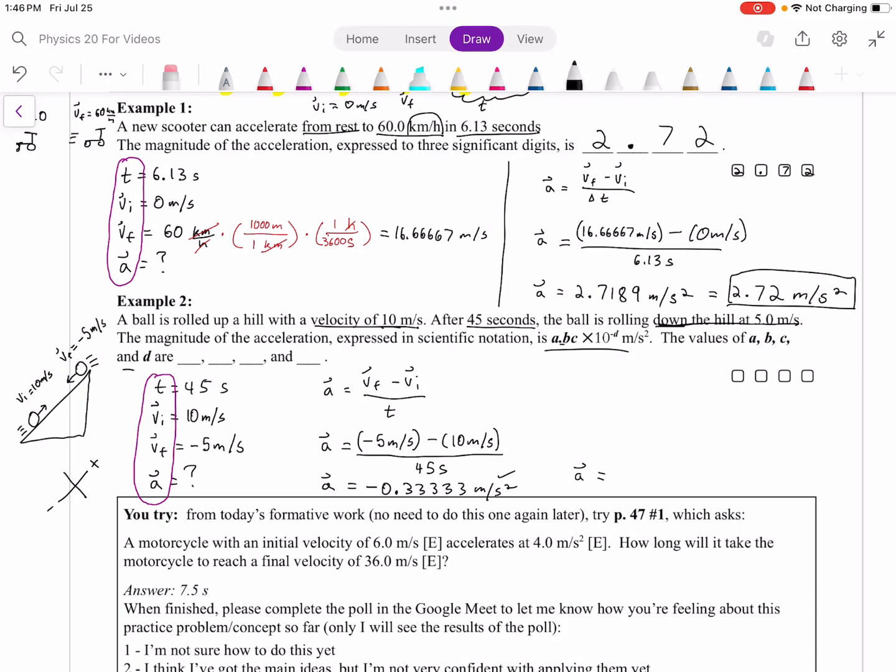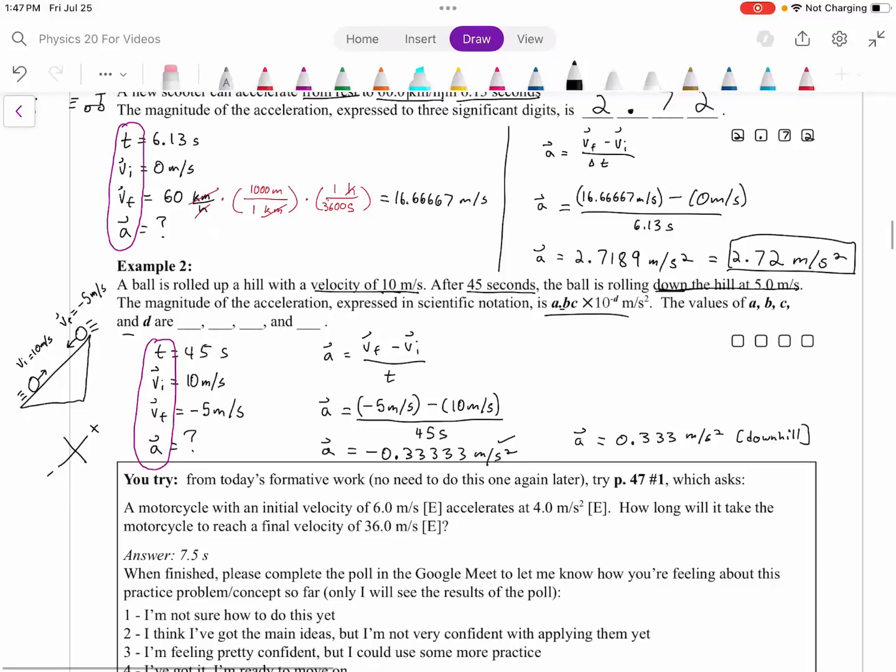So to 3 significant digits, this would be 0.333 meters per second squared. Notice I dropped the negative because I need to interpret what that negative means in terms of direction. So what did a negative mean for us? It meant downhill, right? This thing is accelerating downhill. That's why it was going up, it eventually got slower and slower and slower, stopped, and now it continues to accelerate downhill, so it'll get faster and faster down.